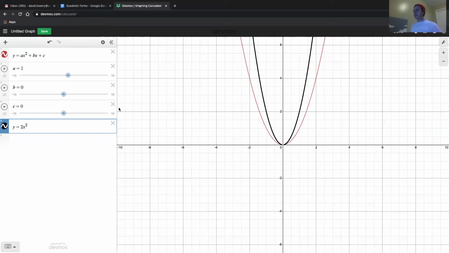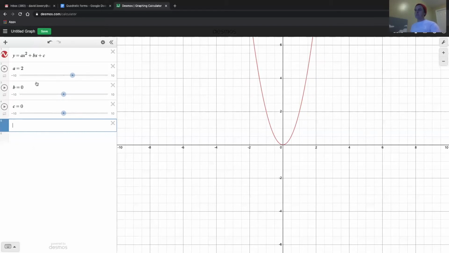This black one is 2x squared. But what I could do instead of doing that multiple times is I can just take this slider and say, let's change the a value to be 2. And now you can see that it's actually matching that. So instead of having to write all the different types of equations, we just have to write it once.